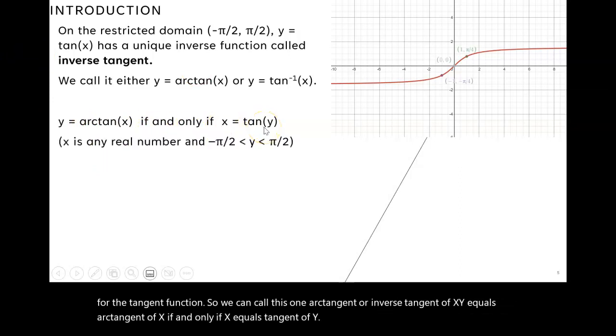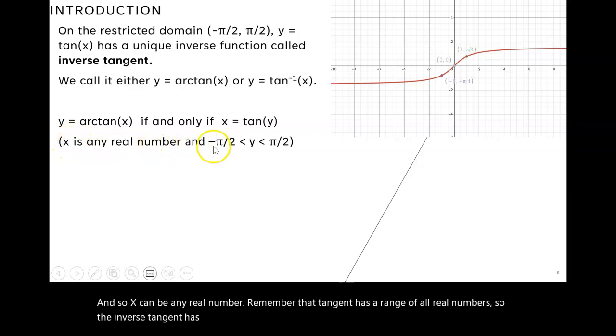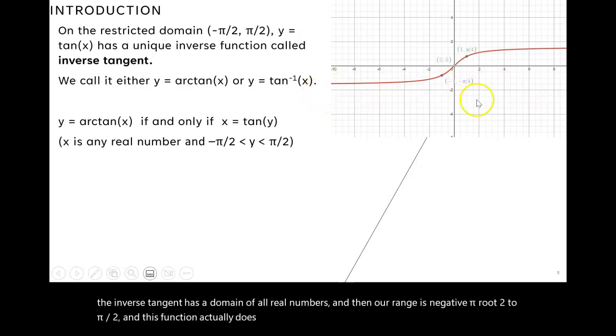And so x can be any real number. Remember that tangent has a range of all real numbers. So the inverse tangent has a domain of all real numbers, and then our range is -pi over 2 to pi over 2. And this function actually does have horizontal asymptotes at y equals -pi over 2 and y equals pi over 2.